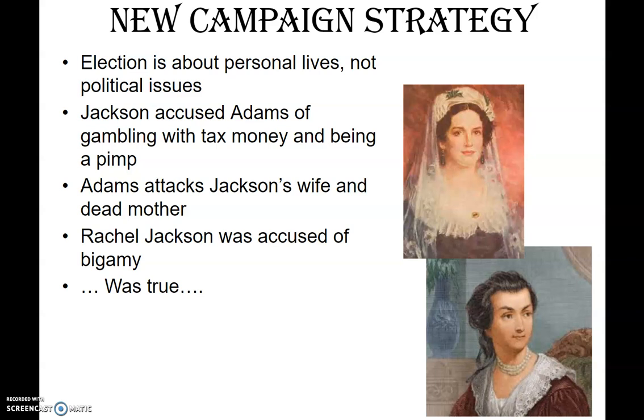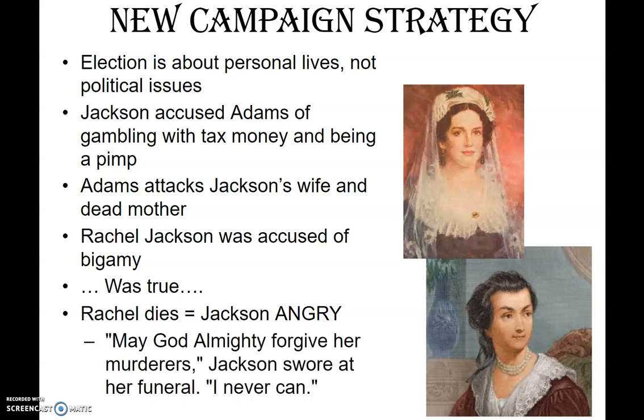She wasn't like this evil temptress or anything. She just got her days mixed up. And this is going to cause Rachel a lot of stress, and she actually ends up passing away 3 weeks after he wins the election. And Andrew Jackson believes until the day he dies that Rachel Jackson passed away due to the mean, horrible things people said about her and what they emotionally put her through. Great Jackson quote here: "May God Almighty forgive her murderers. I never can." Right? It's just like, whoa, okay, this guy's a little wild. Don't make an enemy out of him.